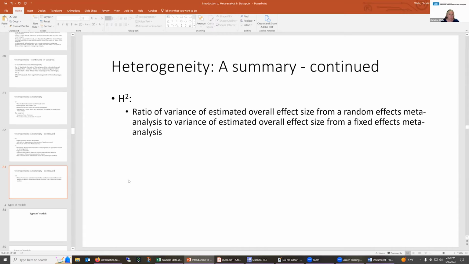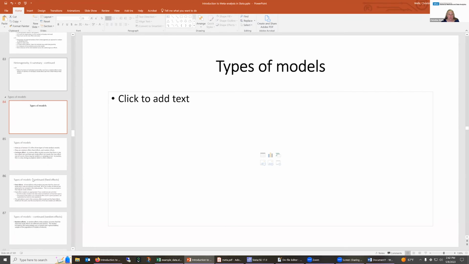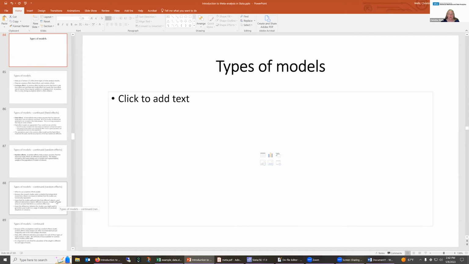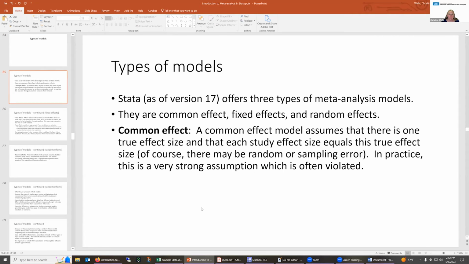All right, so before we start talking about the different types of models, any questions? Okay. Okay, it's a lot of stuff.